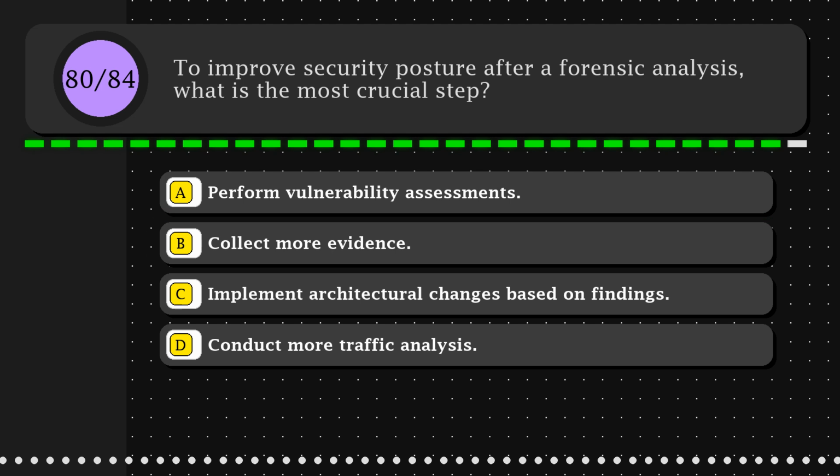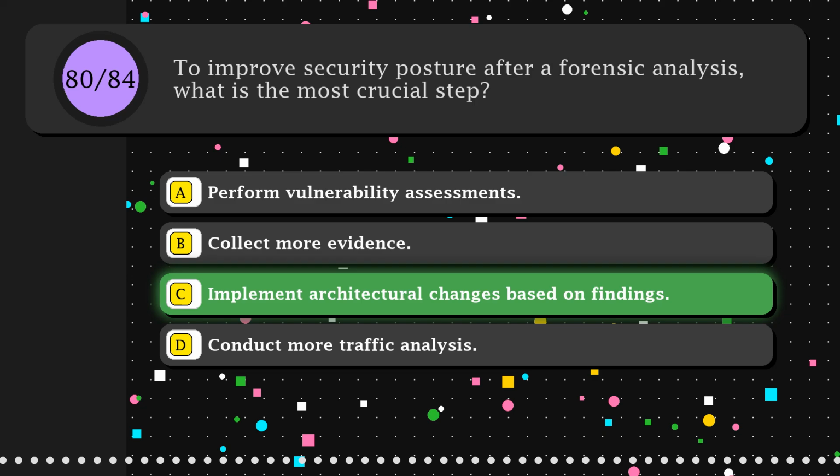Question 80. To improve security posture after a forensic analysis, what is the most crucial step? Option A. Perform vulnerability assessments. Option B. Collect more evidence. Option C. Implement architectural changes based on findings. Option D. Conduct more traffic analysis.